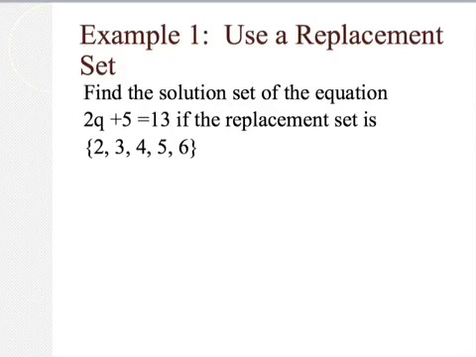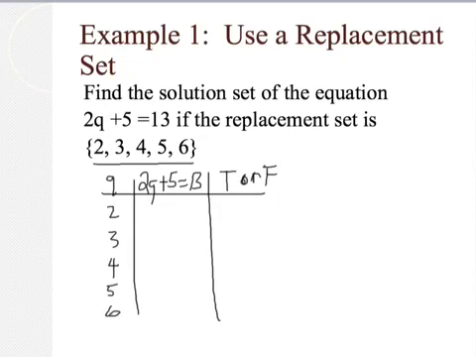So this first example gives us a really good idea of how to use a replacement set. We're going to use a replacement set to find the solution set of the equation. So the equation is 2q plus 5 is equal to 13. We're going to use these numbers to replace the variable in this equation. A really good way to organize your information is to make a table like we've done down here. The Q column has all of the possible values that I'm going to plug in for Q. Then I have the equation as a place to work things out. And then finally I have T or F, which is true or false.